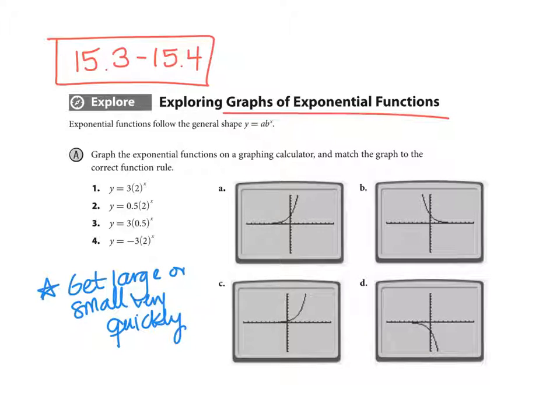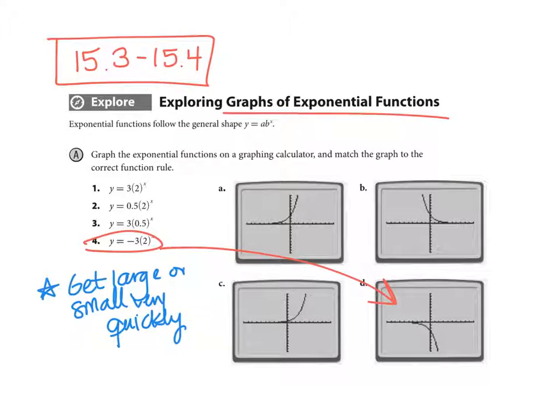So for example, on A and C, notice that the graphs get really, really steep really quickly. The same on B, or I guess kind of opposite. On B, they get really small really quickly. On D, it's a little bit different because it's going down in the negative range. All right, so if we try to match these, I'll just tell you the ones that match up. So 4 goes with D here.